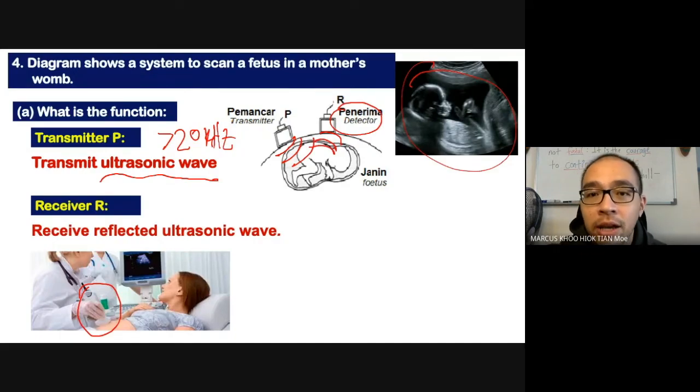Now we can see, very clear, this is the head, it looks like the hand. I'm not sure what this is. I think it looks like the hand. But it takes a lot of skill to be able to read it, especially when the baby is still forming. So let's be grateful to our doctors.